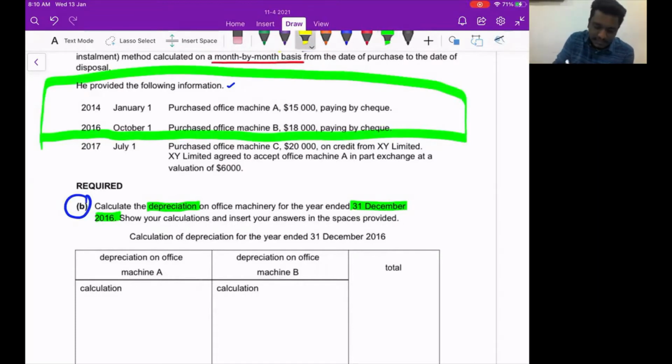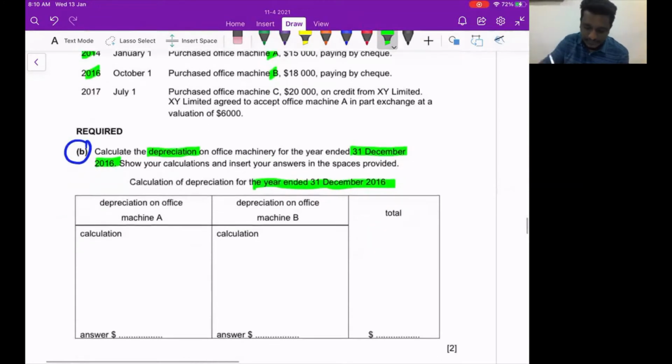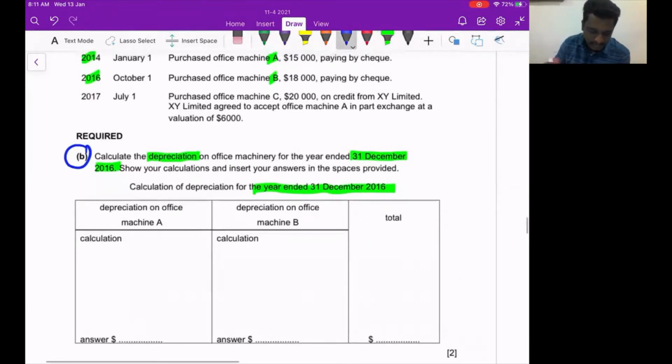The next one is actually 2017. The question asks you to calculate 2017, so we just do the 2016 first. Until 2016 means the 2014 is included in the 2016. If you haven't sold the asset you bought in 2014, and until 2016 you didn't sell, it means it's still with you. So I will calculate depreciation for machine A and machine B for the year ended 2016. First one, machine A.